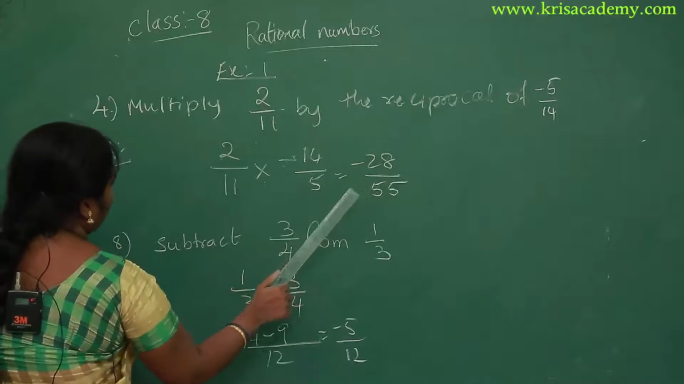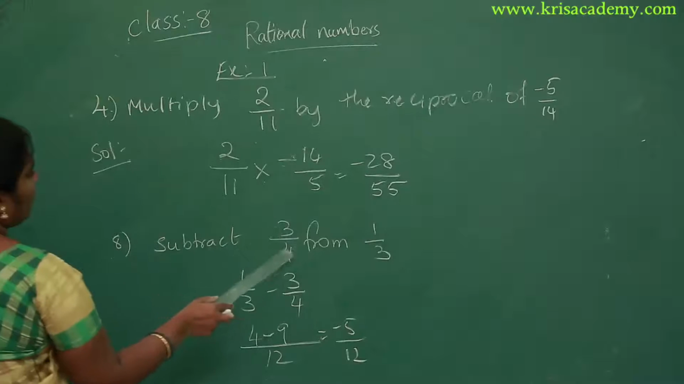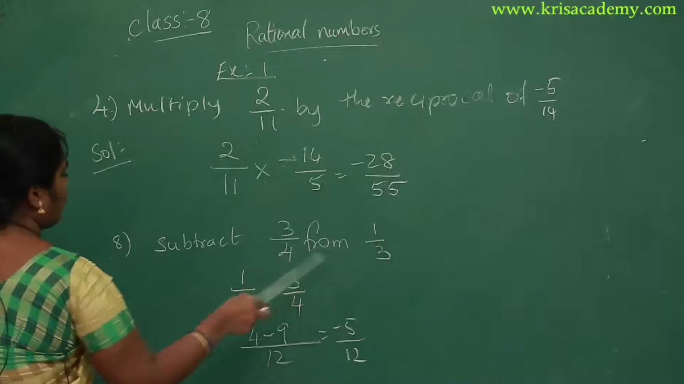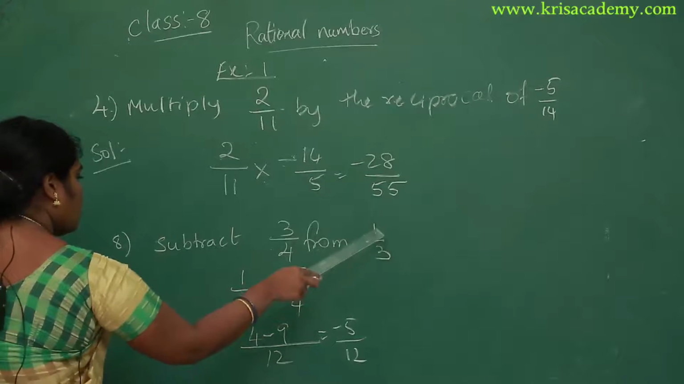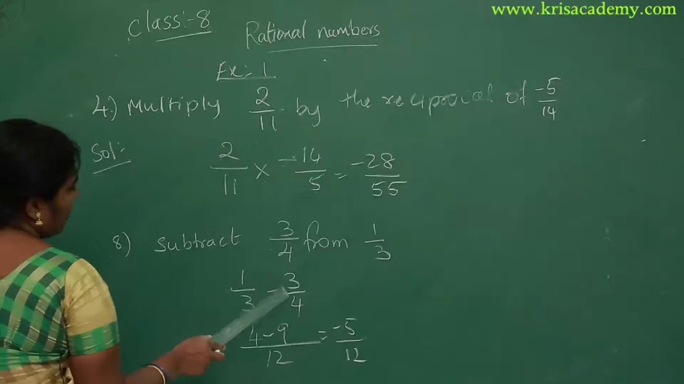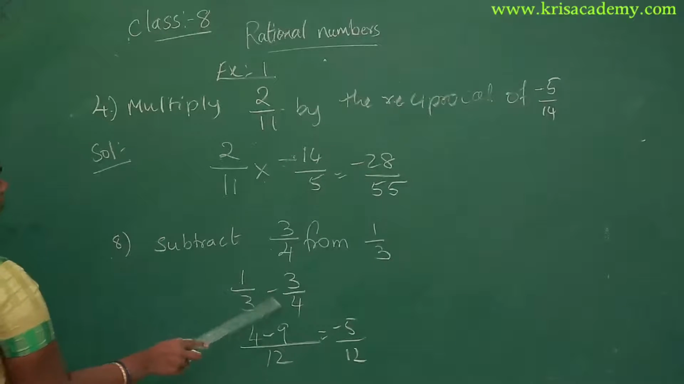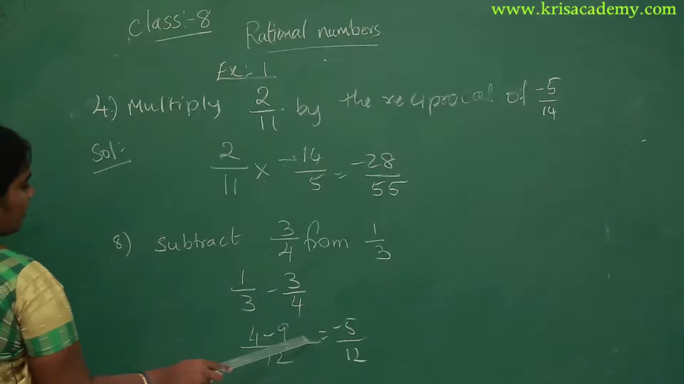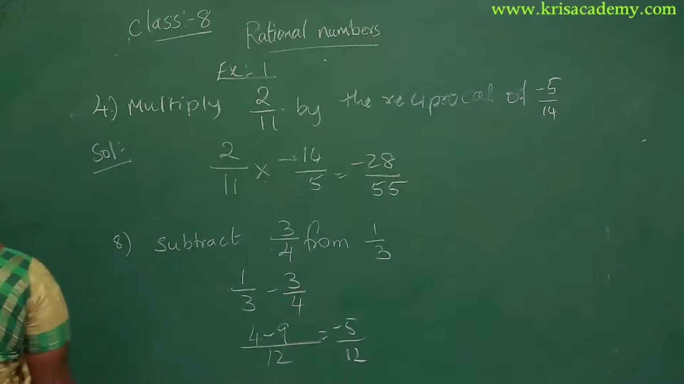Now comes to 8th problem. Subtract 3 by 4 from 1 by 3. In subtraction, the rational number we subtract from will come first. 3 by 4 we have to subtract from where? 1 by 3. So this 1 by 3 we have to write first. 1 by 3 minus 3 by 4. Multiply. 3 4s are 12. 1 4s are 4. 3 3s are 9. 4 minus 9 is minus 5 by 12. So this is the answer.